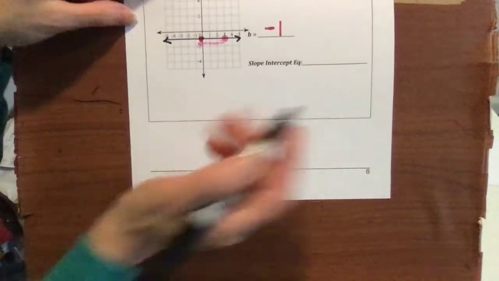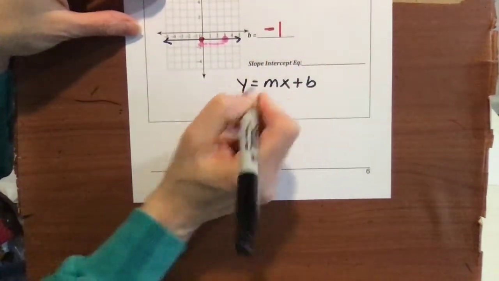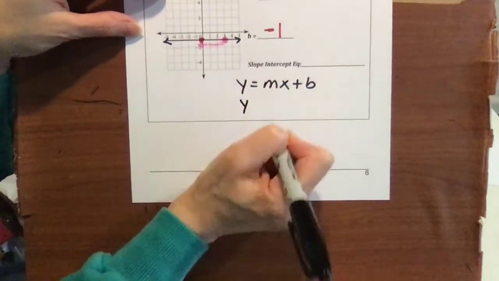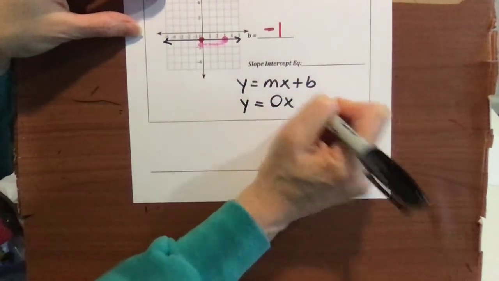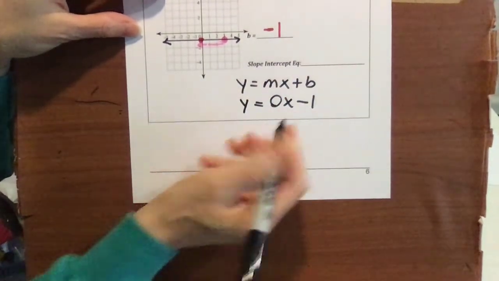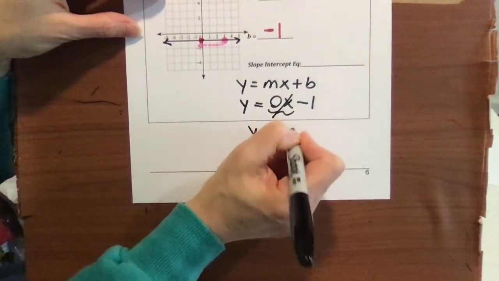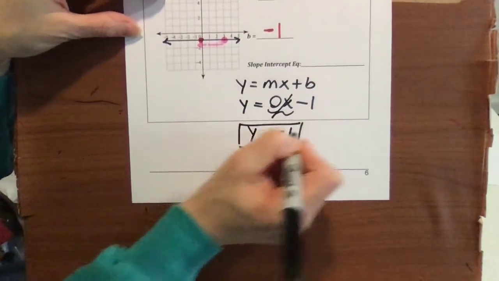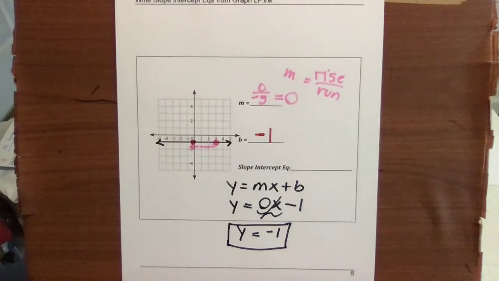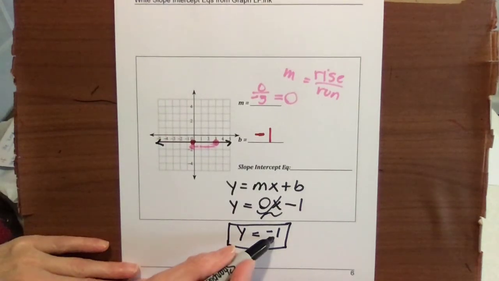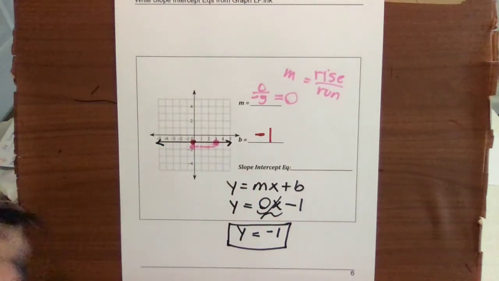So when we write our slope-intercept equation, our y is still there, our equal sign stays there, our slope is 0, our x stays, and then our y-intercept is -1. 0 times x is just 0, it wipes out. So y equals -1. And again, if you remember from what we've studied already about vertical and horizontal lines, y equals a number, where the x is missing, is a horizontal line, and its slope is 0.